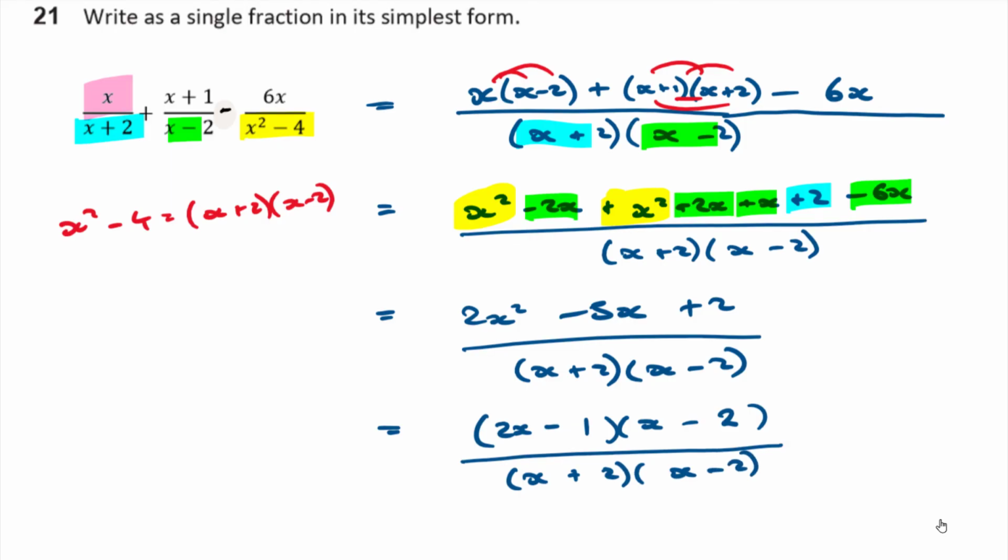And now, look, that one there cancels that one. So it just leaves me with the first bracket of each. Okay, so that's going to give me 2x minus 1 over x plus 2. And that, ladies and gentlemen, is it.